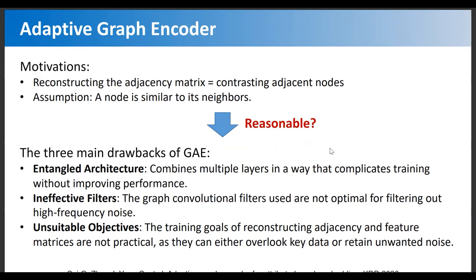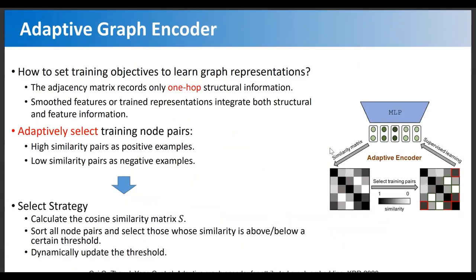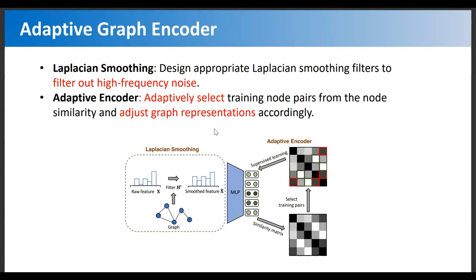So we propose an advanced method to solve this problem. Our idea is to introduce adaptive reconstruction goals. In these methods, we will adaptively select high similarity node pairs as the positive ones to reconstruct and low similarity pairs as the negative ones to reconstruct. We also introduced a band-pass filter to fully filter out high frequency noise.